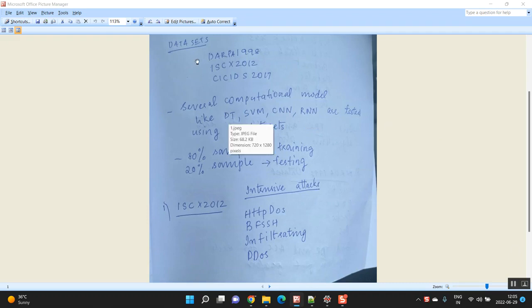Actually, the first data set which you had informed me is DARPA 1998. For that, you had informed me I have to do several computation modules. Those modules will be CNN and RNN, these two are train models, and decision tree and SVM or ML classification.